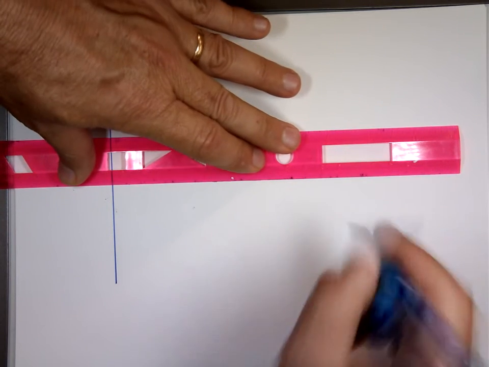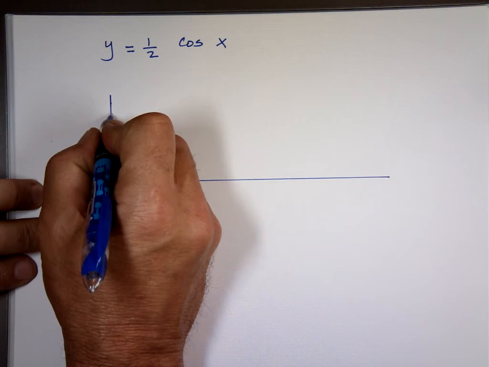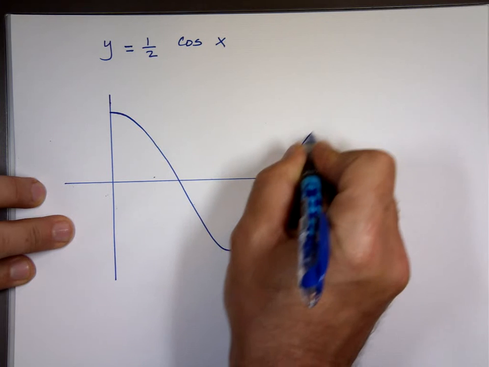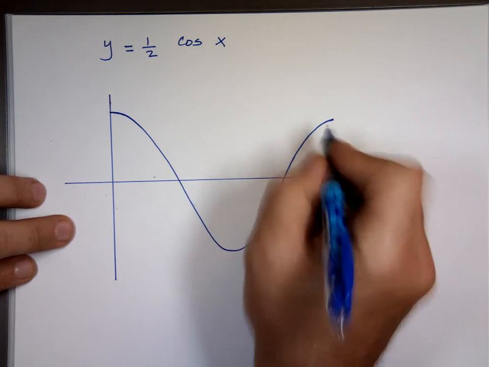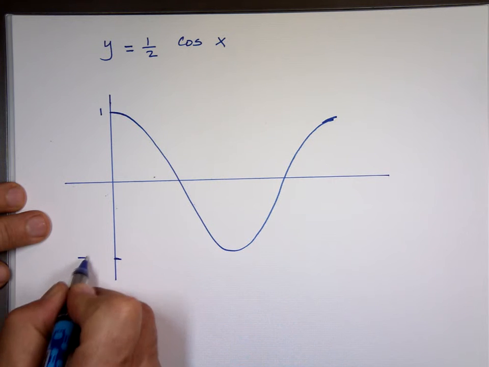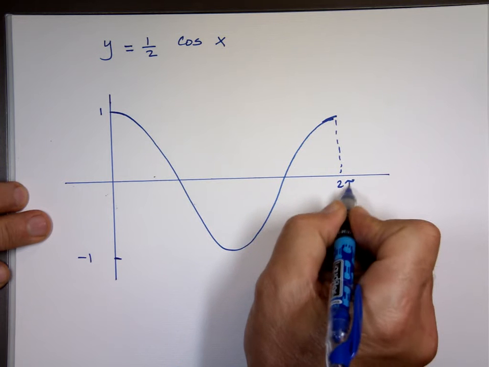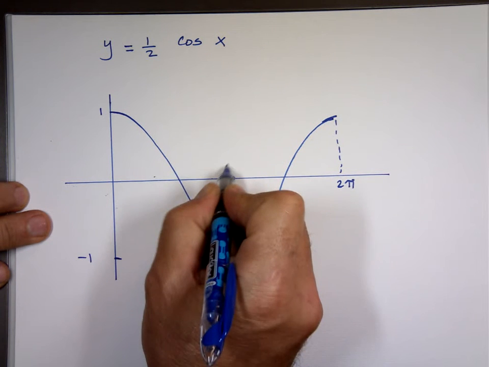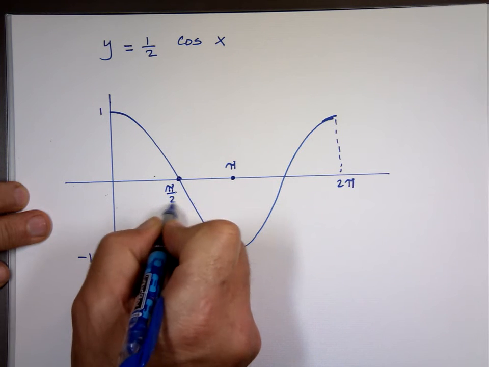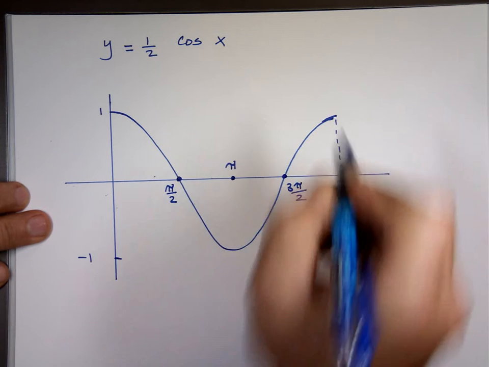Here's cosine of x. I'll start with the basic function. It's the Karate Kid. Again, I'm only showing you one cycle. It keeps going. This is the 1, this is the negative 1. This is the 2 pi here. This is pi, pi over 2, 3 pi over 2. This is cosine x.